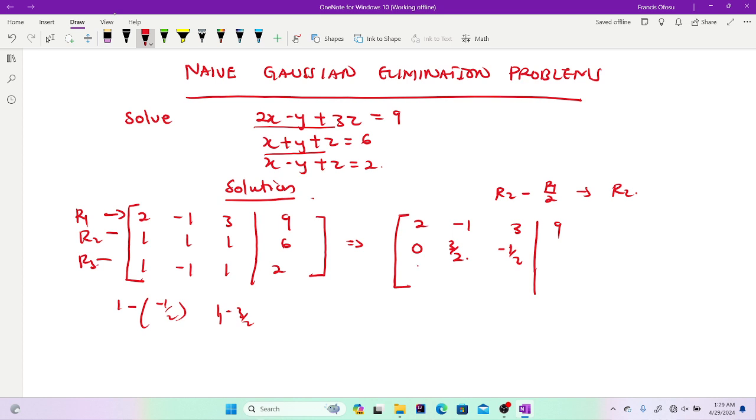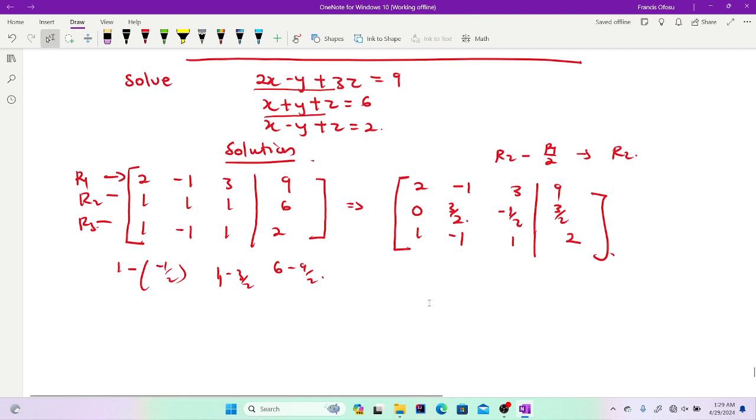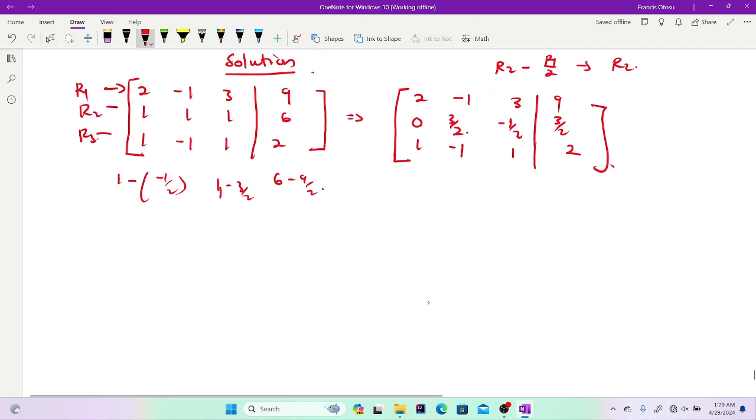Then the last row remains the same, 1, negative 1, 1, 2. I have 6 here, so 6 minus 9 on 2. What do I get? 6 minus 4.5 will be giving us 1.5, which is 3 out of 2 here. So at this point, I move straight to the second row operation to eliminate this as well. I have to divide my first row by 2, then subtract it from row 3. So my row operation is row 3 minus row 1 over 2. All should go to row 3.